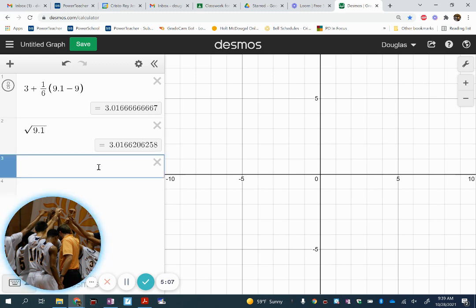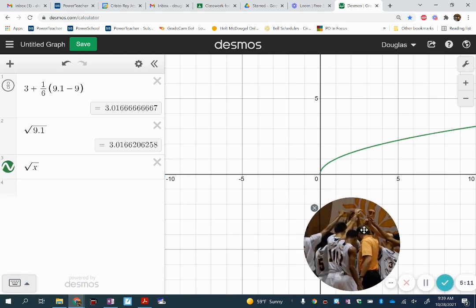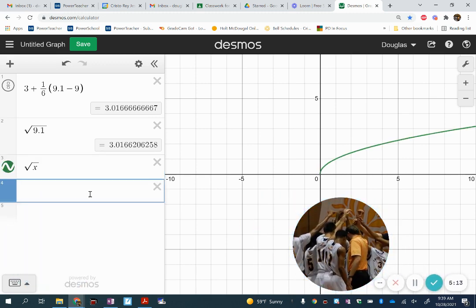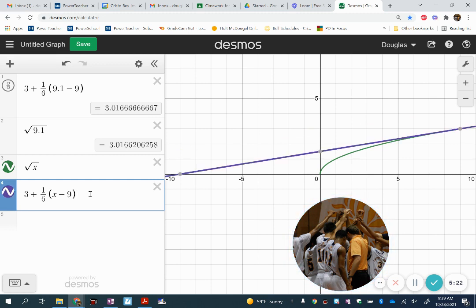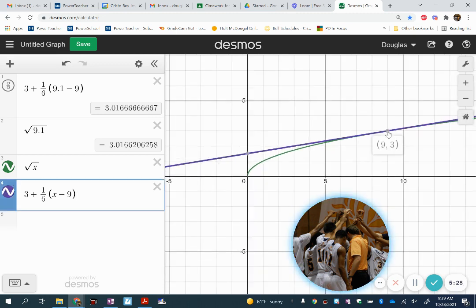But the other thing I want to show you is when you graph the square root of x, and then when you graph that line, 3 plus 1/6. I know it looks a little different, but this essentially is still our point slope form. I just moved over the y sub 1. I didn't distribute. And if you look, we are hitting it at 9 comma 3.